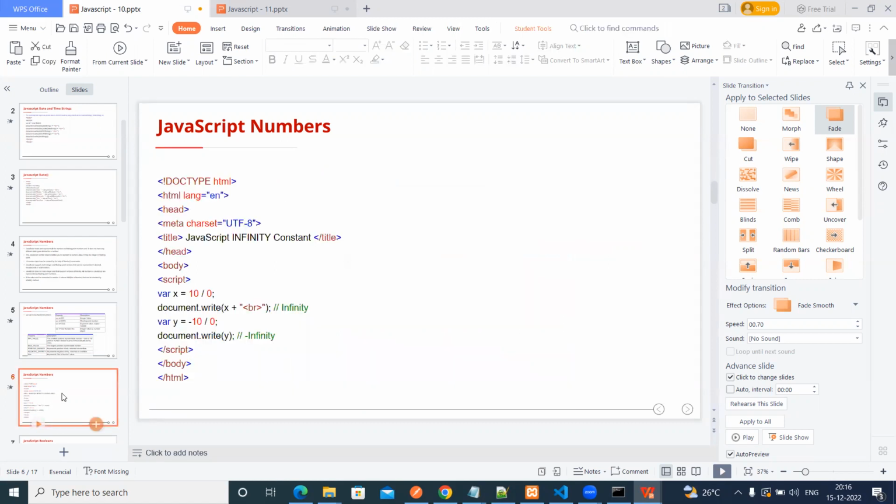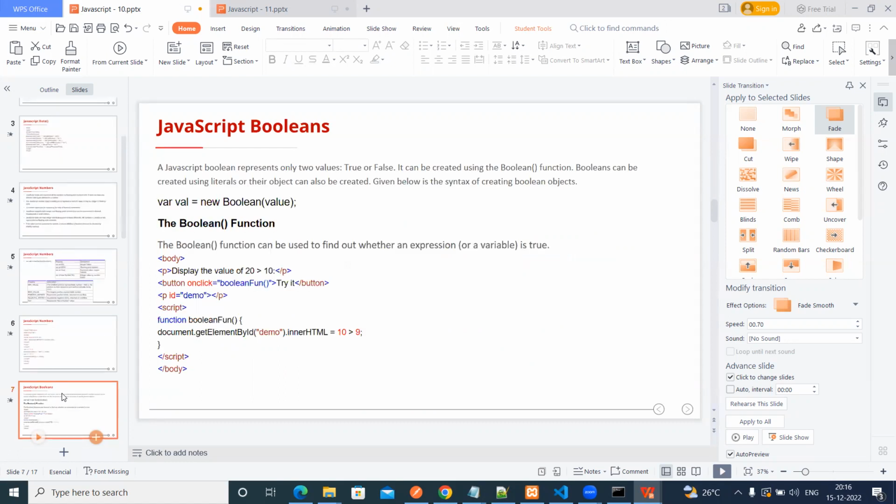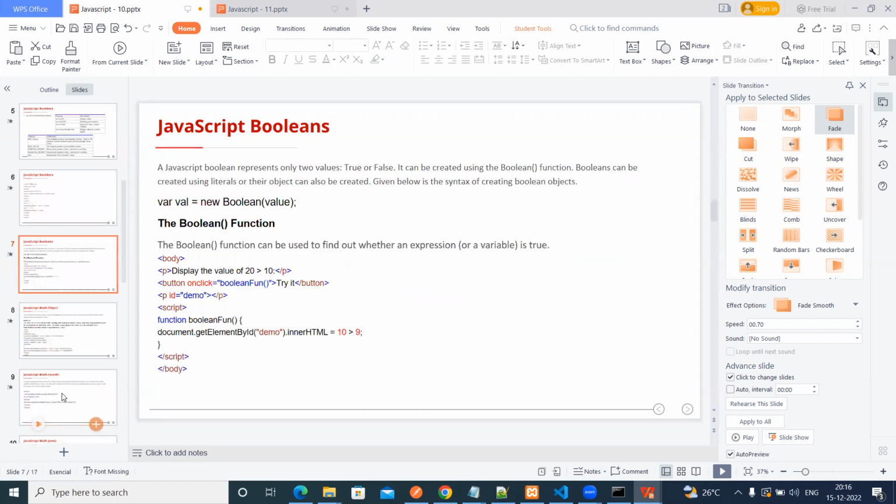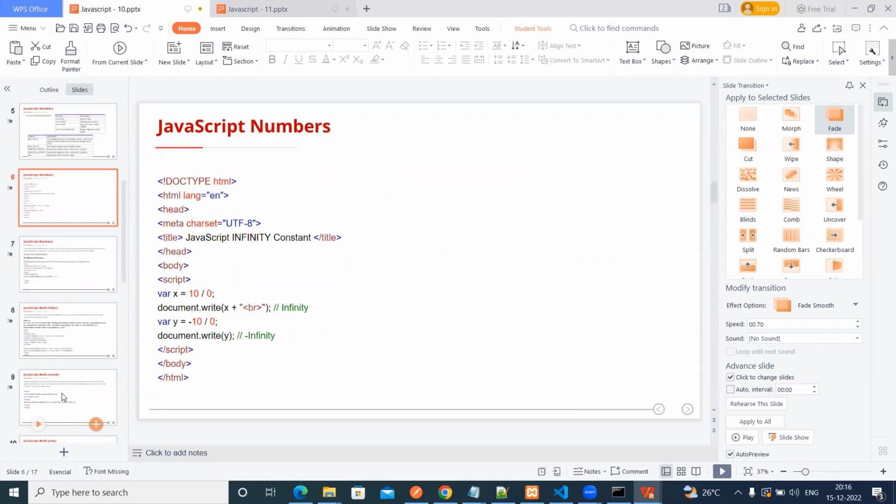Using numbers we have some default methods in JavaScript. We can see them one by one. What is this one? Infinity: if you give 10 by 0, we will get positive infinity. If you give minus 10 by 0, we will get negative infinity. All right.